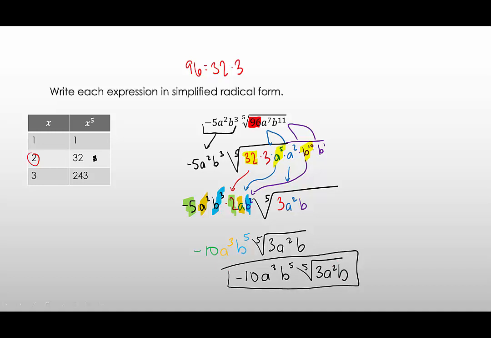These have been examples of simplifying radical expressions with both numerical and variable radicands.